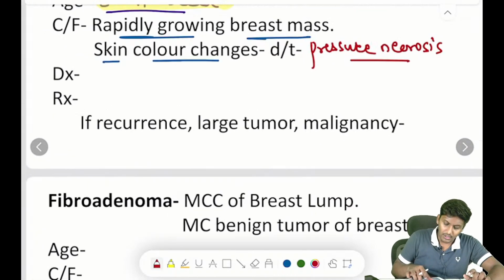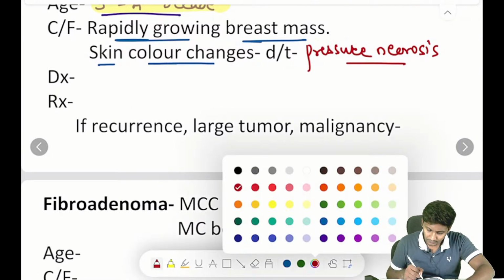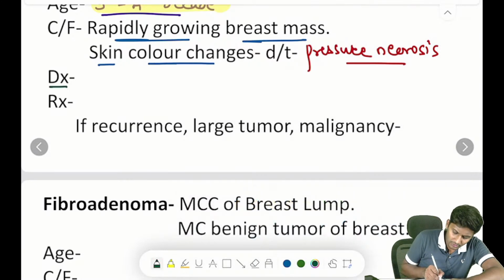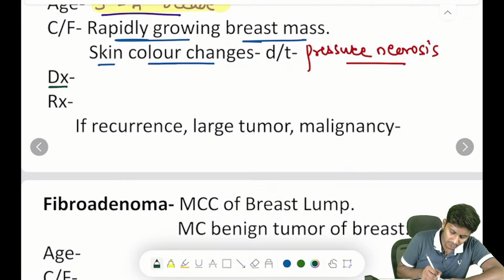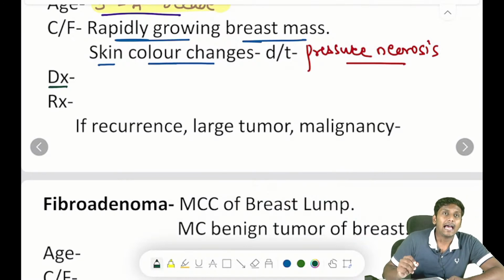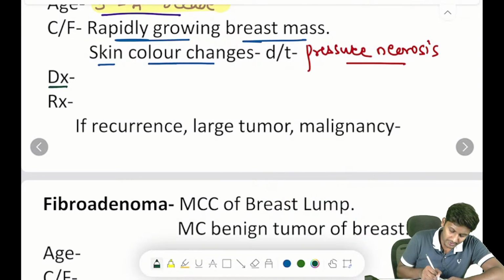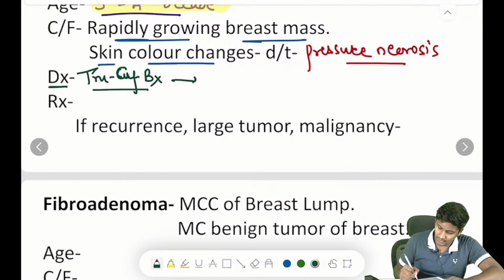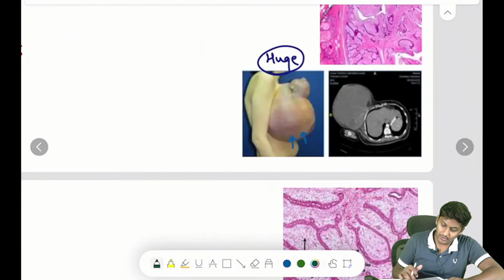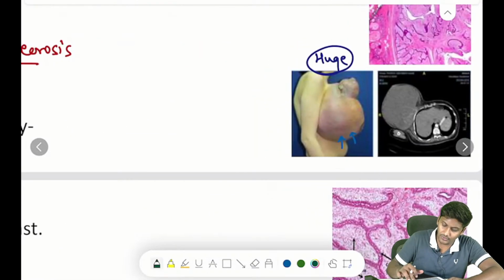That's important. Now what is done for diagnosis? For diagnosis again we have to do a biopsy itself. We can go for a true cut biopsy, and on the true cut biopsy we have to see a classical feature. And what is that classical feature? We can see a leaf-like appearance of the cells.